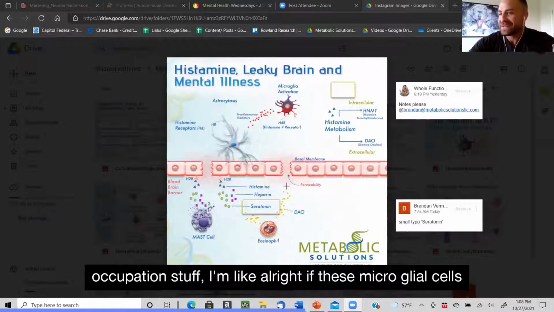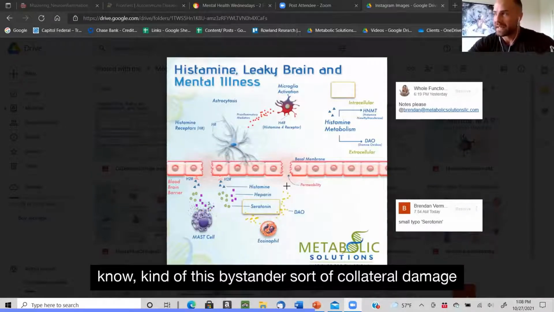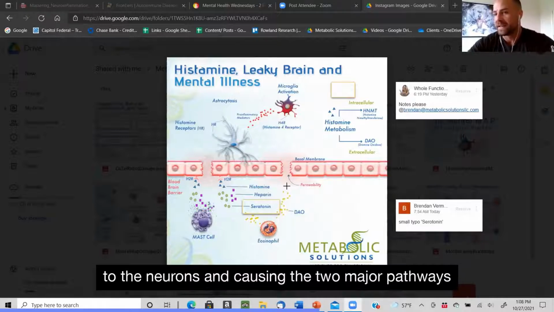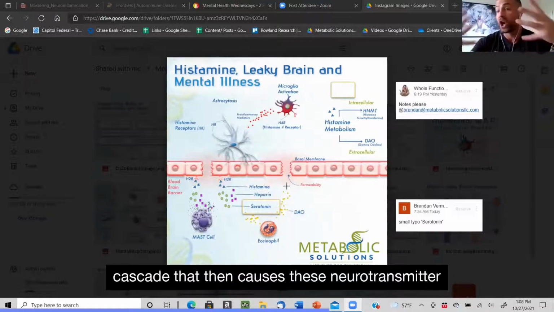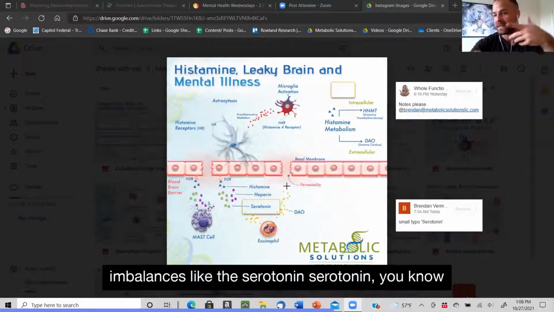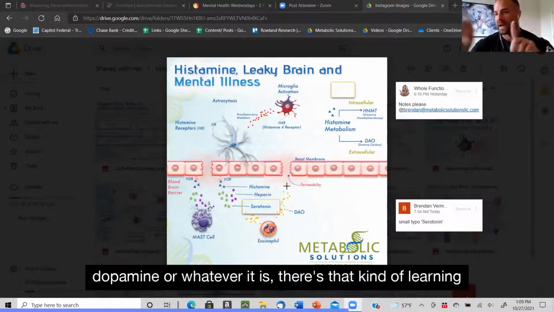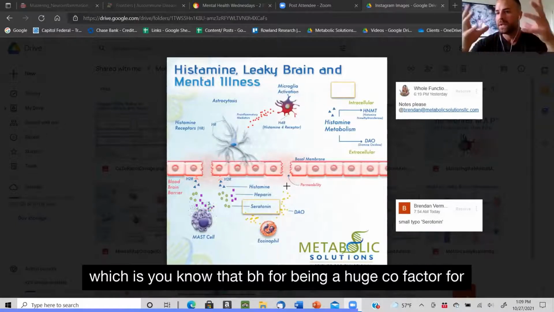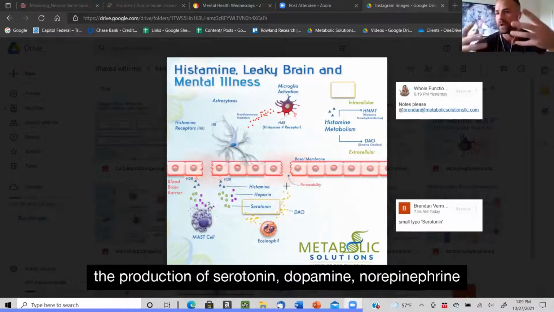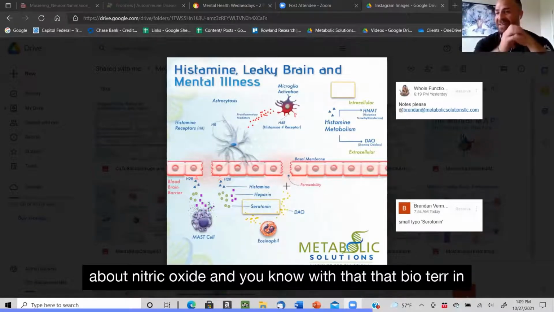I'm like, all right, if these microglial cells are the innate immune cells of the central nervous system, and when they get triggered they cause this bystander, collateral damage to the neurons, there are two major pathways that get dysregulated with this neuroinflammatory cascade, causing neurotransmitter imbalances like serotonin deficits, or monoamine deficits like dopamine. There's the kynurenine pathway that I always love talking about. And then the biopterin pathway, with BH4 being a huge cofactor for the production of serotonin, dopamine, norepinephrine, and so on, and nitric oxide as well. I know McKay gets excited about nitric oxide.